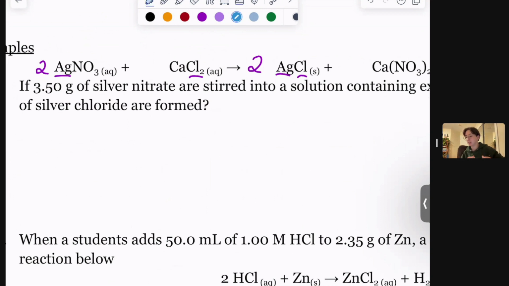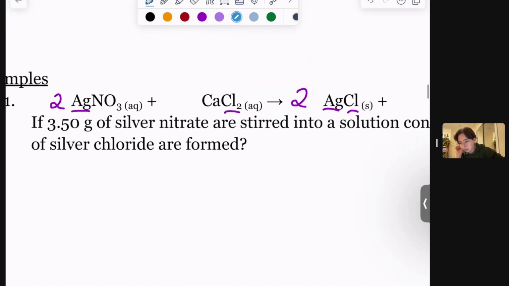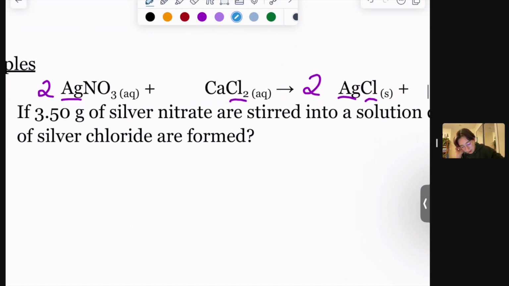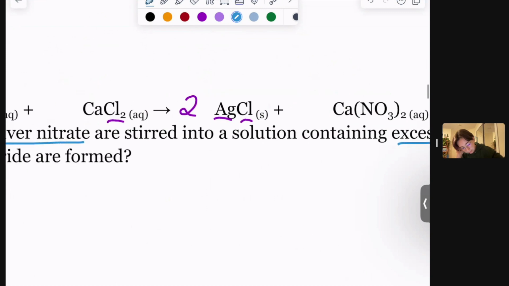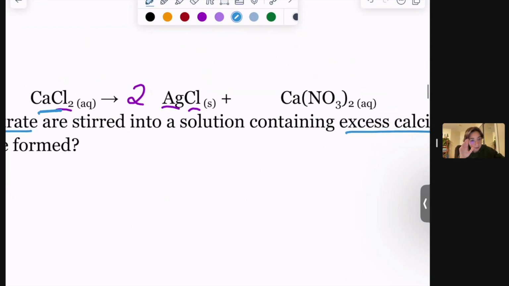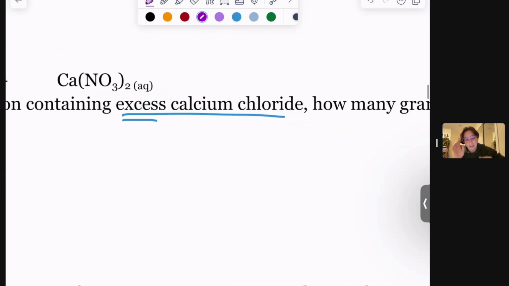So how stoich works, I'm just going to do a dimensional analysis problem. Let's see, what information do I have? I am going to add this much silver nitrate, that's this guy, to excess calcium chloride, this guy. If they're nice to you, they'll tell you that one of them is in excess. And excess, again, means we have plenty of it. We have so much of it, we're not even going to use it all up.